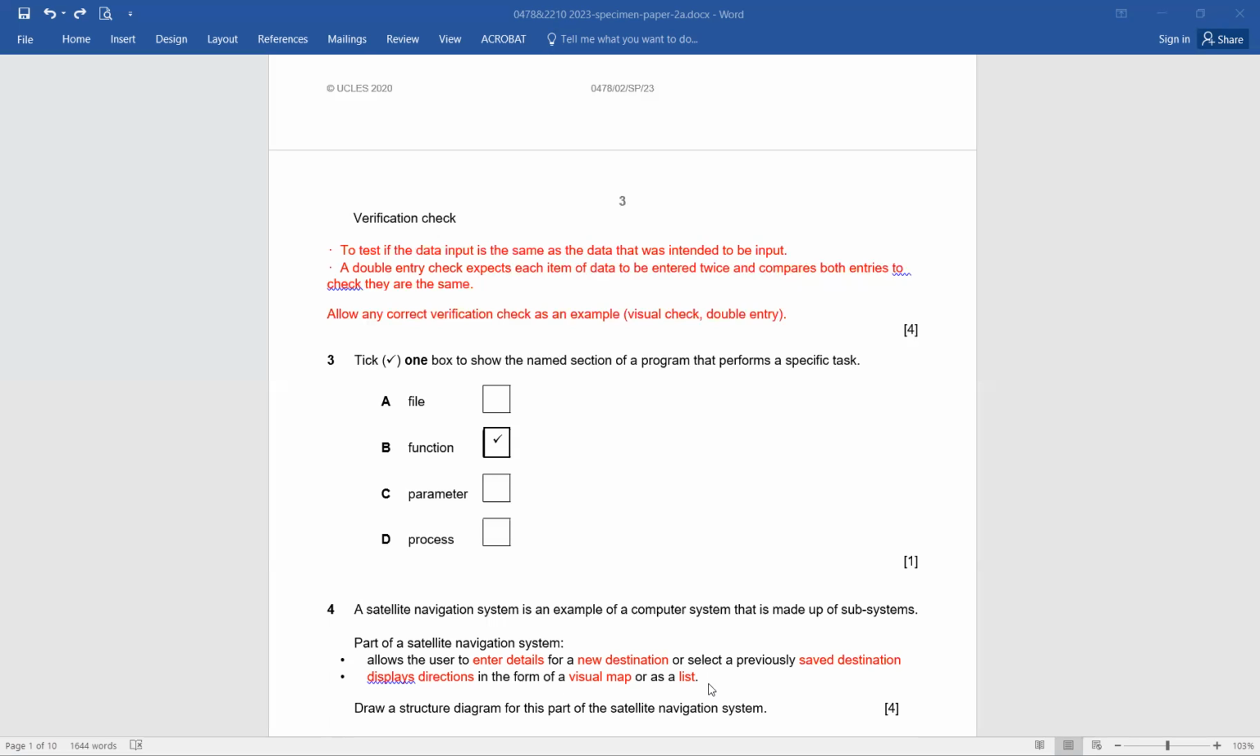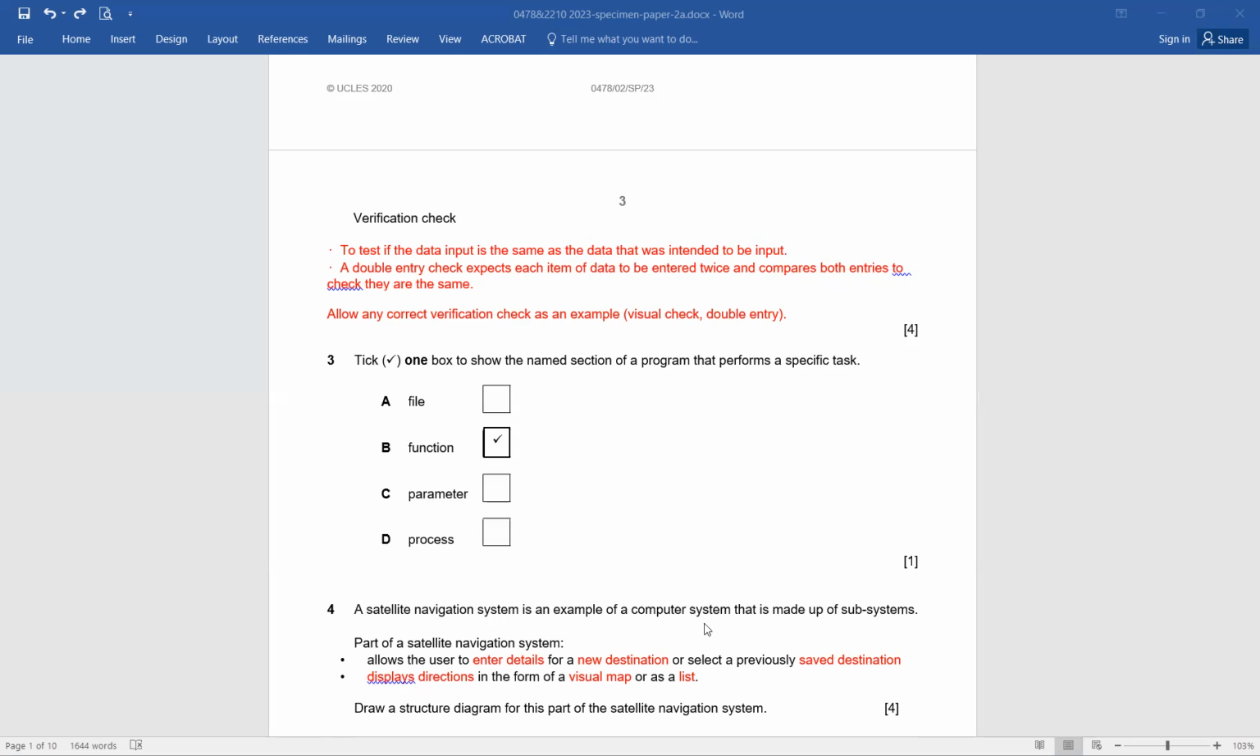Maybe you have been to different places regularly, so that will be your previously saved destination. Or you are moving to a new place, that will be your new destination. That is how simple it is. Now moving on to the second side, that is your output. Here you are going to output directions in the form of a map or as a list. So from here, I derived that output is divided again into two subparts or subsystems. The first one is a map and the second one is a list.